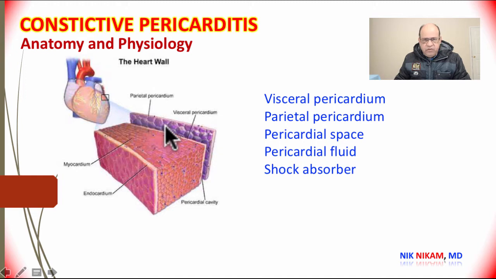There is a tiny space between the visceral and the parietal pericardium, which is filled with a thin layer of fluid, no more than 30 to 50 ml. This fluid and the pericardial sac separate the heart from the surrounding structures such as the lungs and the mediastinum. It acts like a shock absorber for the heart. It prevents the heart muscle from getting bruised during each heartbeat.